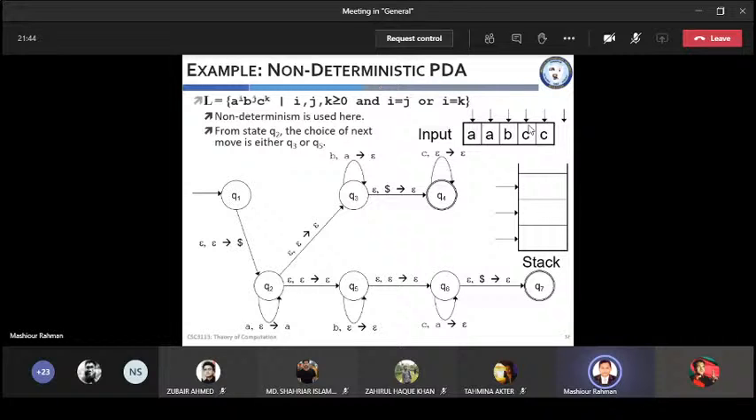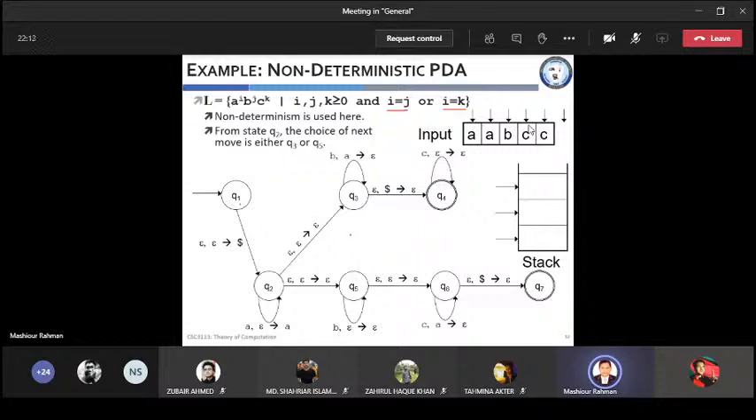This is almost a similar example to what we have seen, a to the power i, b to the power j, c to the power k, where i equals j or i equals k. That is, either the number of a's is equal to the number of b's, or the number of a's is equal to the number of c's. So if you look over here, an example: there are 2 a's, 1 b and 2 c's. That means this should be accepted. Why? Because the number of a's is equal to the number of c's.